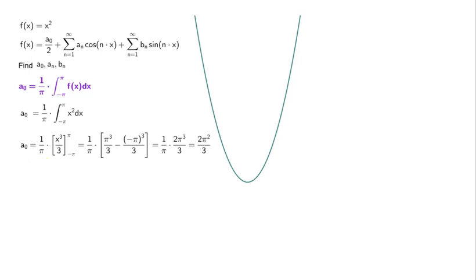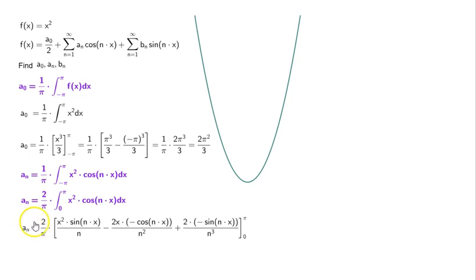Now we have to figure out an. Again, from the previous session, we know an is equal to 1 by pi times the integral from minus pi to pi of x square times cos nx dx. We apply a trick here. We say an is equal to 2 by pi times the integral from 0 to pi of x square times cos nx dx. So basically what we are doing is, instead of taking from minus pi to pi, since it is symmetric, we are taking 0 to pi, which is half of minus pi to pi, and we are doubling the integral.